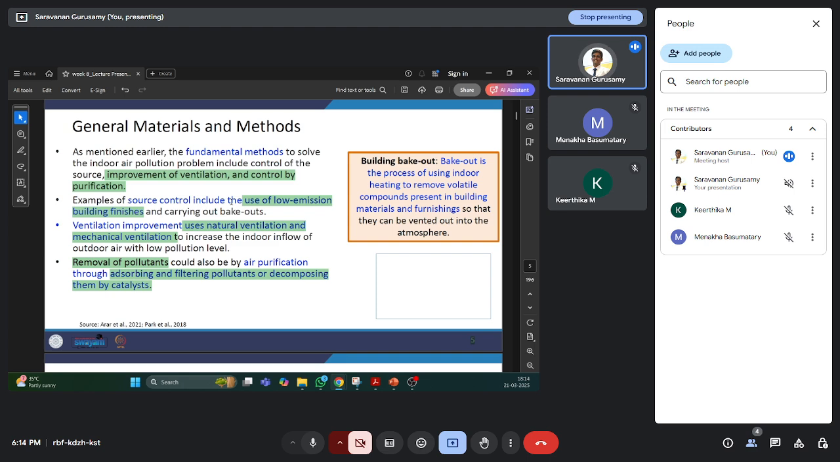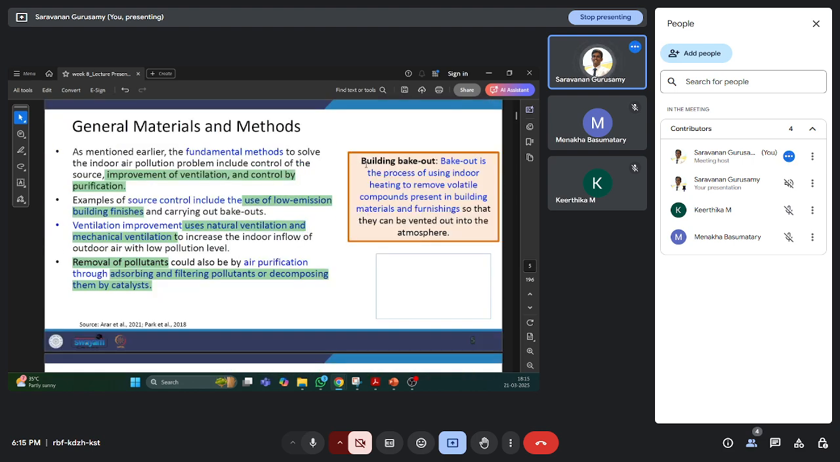Examples of source control techniques: we can use low emission building furniture, as I have told, like paint-free walls and all. Ventilation we can improve by two methods, which we have also discussed earlier. Ventilation can be done with natural ventilation by proper windows and doors. The second one is mechanical ventilation, which will also increase the inflow of outdoor air. Then removal of pollutants could also be air purification through absorbing and filtering pollutants and decomposing them by catalyst. So the absorption or adsorption principle can also be used to remove air pollutants.